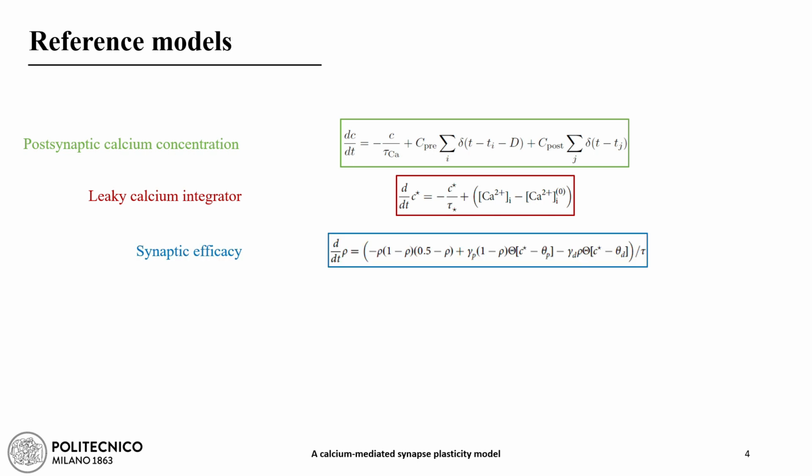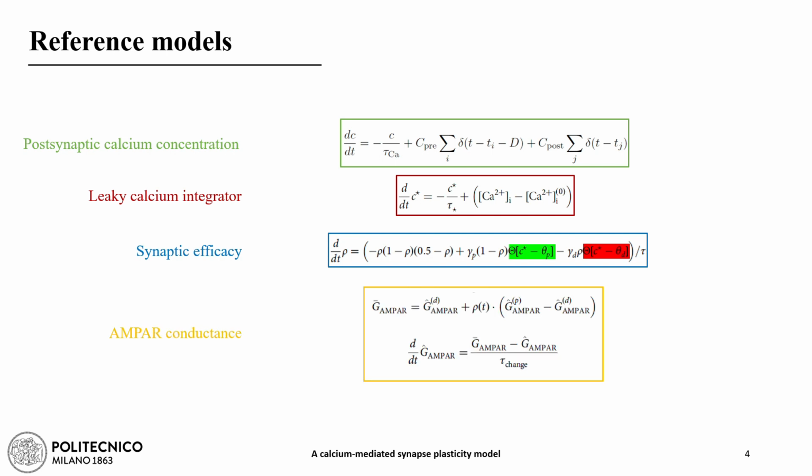Rho instead indicates the synaptic efficacy and is driven by C star. It can only change between two stable states, potentiated, Rho equals 1, and depressed, Rho equals 0. The transition between these states depends on the value of C star. Two thresholds are indicated. Crossing the depression threshold, theta d, causes a decrease in the synaptic efficacy, whereas crossing the potentiation threshold, theta p, results in an increase. Finally, the last equation describes the variation of the AMPA conductance.